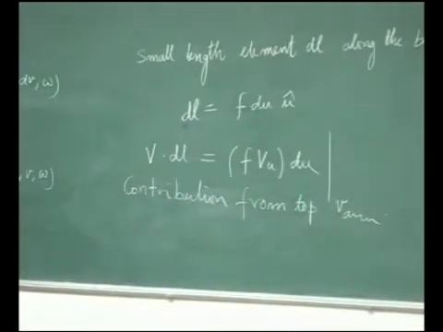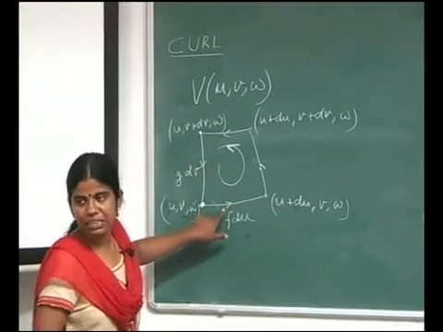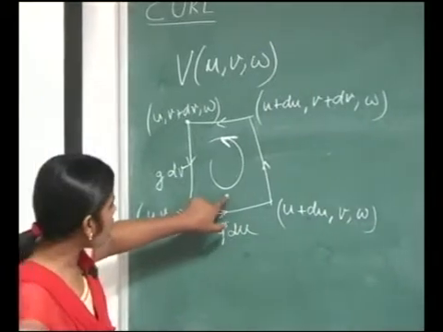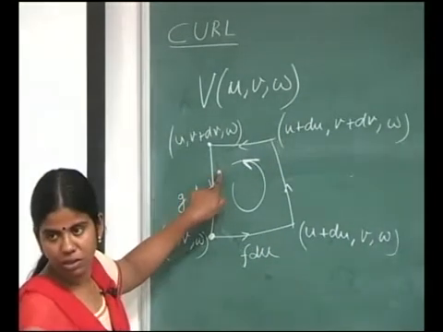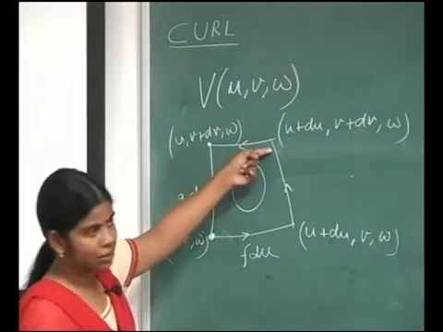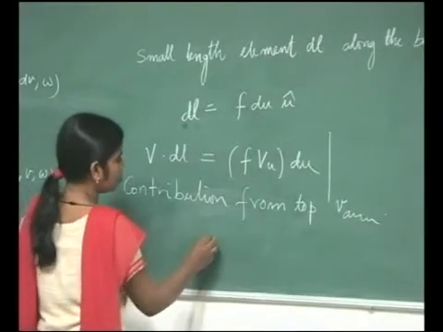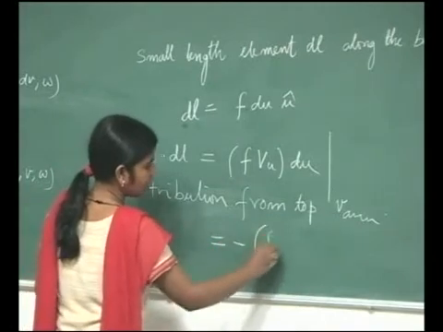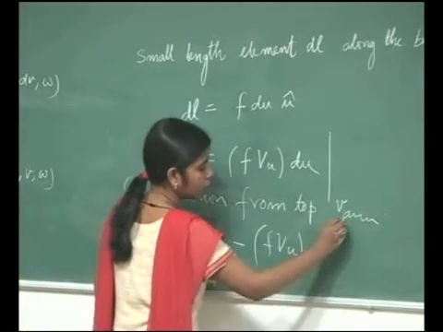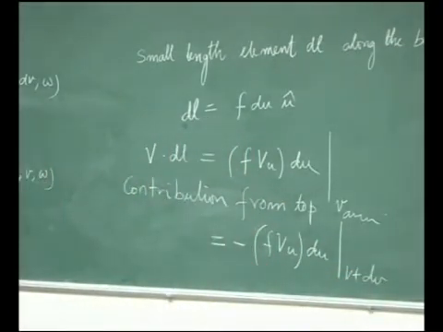now you see that the length is the same. You are moving in this direction, but the length is increasing in this direction. So I can write that the contribution from the top arm would be equal to minus f Vu du at V plus dV. That is the change and there is no other change. Now I am calculating at V plus dV, only that is the change, no other change.